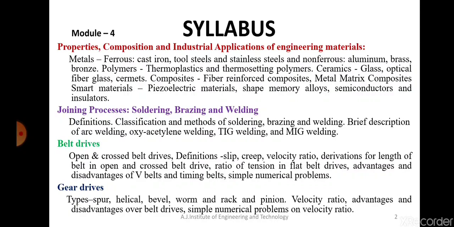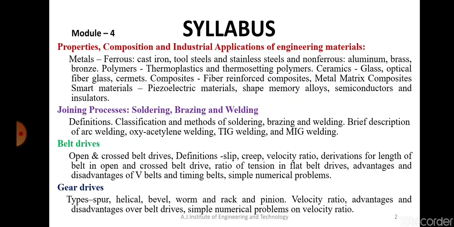So there are 3 basic important types of joining processes, that is soldering, brazing and welding. Okay, so you'll have to study the definitions of these 3: what is soldering, what is brazing and what is welding, and also the classification and methods of soldering, brazing and welding. So in these 3 you'll have to study soldering, brazing as well as welding.